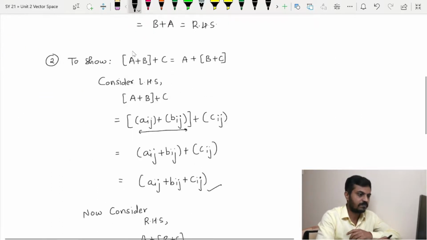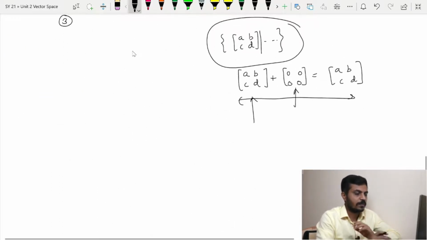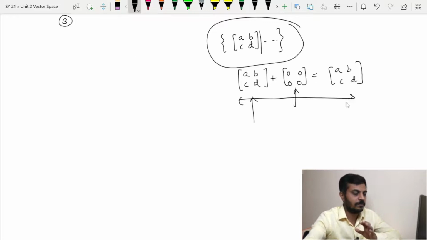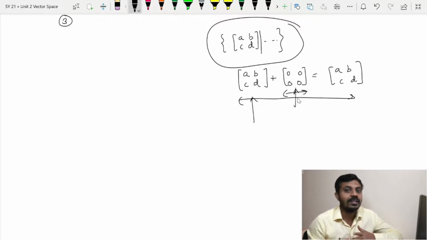Now since you have understood the 0 element for these 2 by 2 matrices, definitely you can guess it for our given set, that is nothing but the collection of m by n matrices, and that is also going to be a 0 matrix. But what will be the order of that? It will be a 0 matrix of order m by n. This is the important thing to understand.